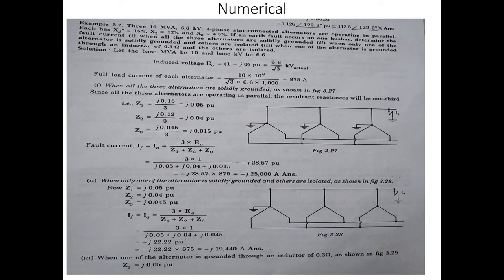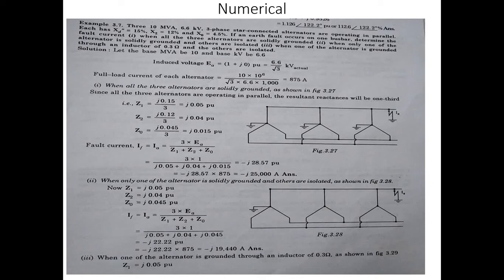Now these three alternators are connected in parallel. So we'll consider the first condition. What is the first condition? When all three alternators are solidly grounded. Since all three alternators are operating in parallel, the resultant reactance will be one-third of each. So the positive sequence impedance Z1 is equal to, what is the actual reactance given? 15%, that is j0.15. But since three alternators are operating in parallel, it will be j0.15 upon 3, that is j0.05 per unit. That is the positive sequence impedance.